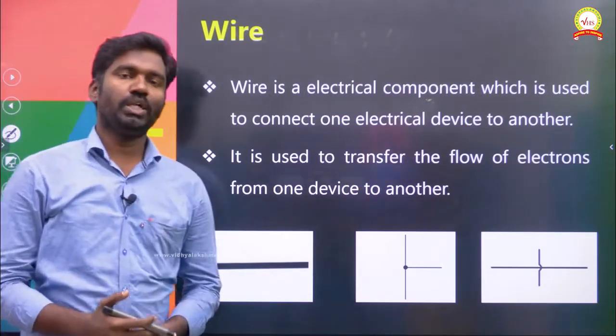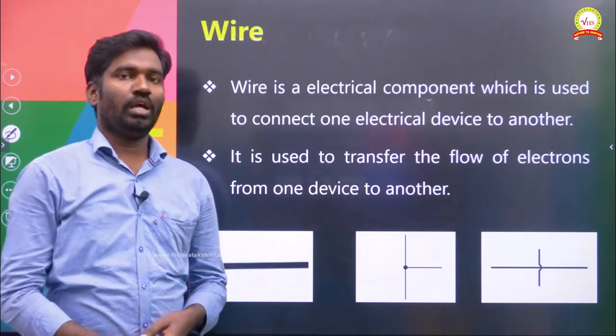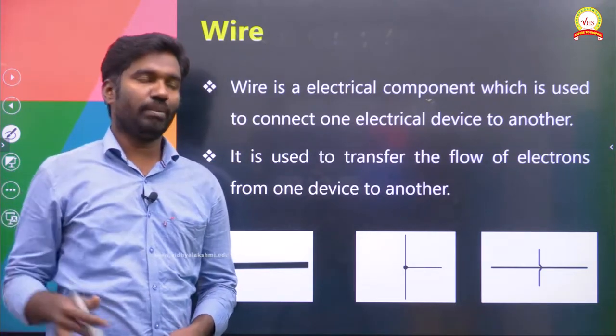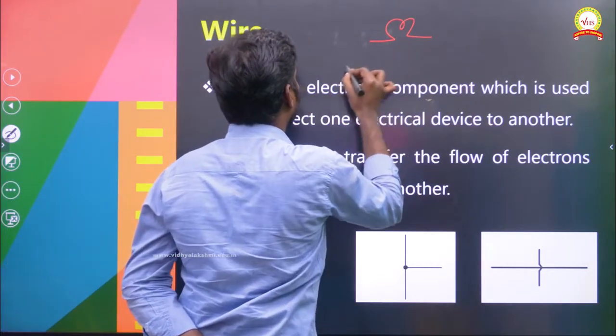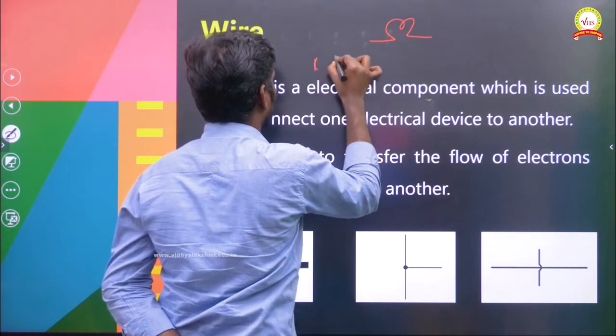Next, we know the next one is a wire. A bulb is there, and the switch is kept like this if I am placing it. This is a bulb over here, and a switch is placed somewhere over here in this place.